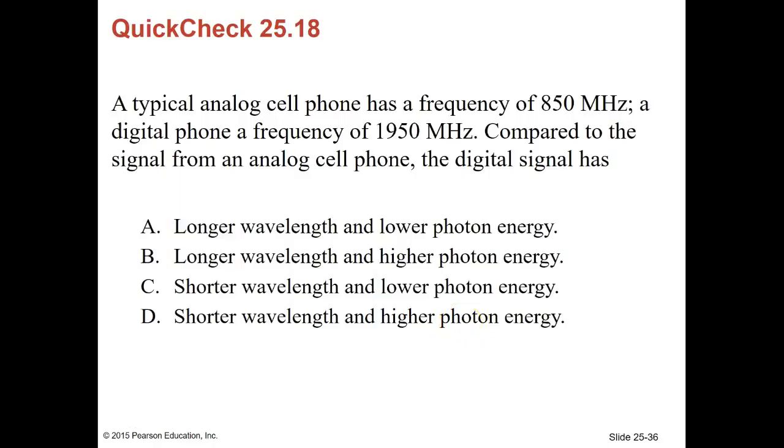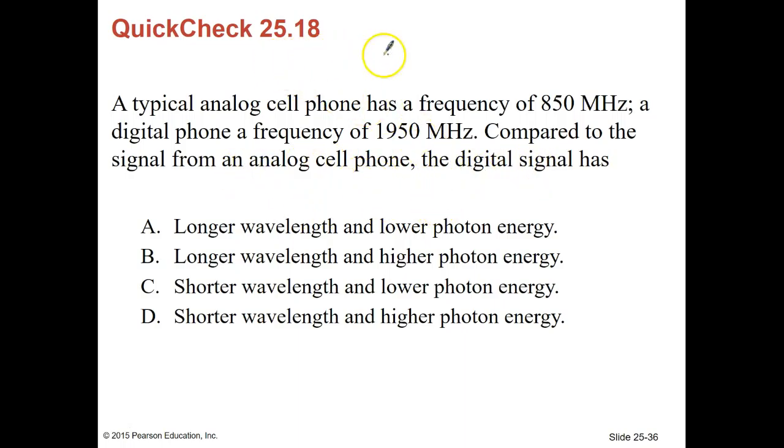Hey, this is Horner. We're going to take a look at the answers to number 25.18 and 25.19, the two quick checks. We have a typical analog cell phone with a frequency of 850 megahertz and a digital cell phone with 1950 megahertz. They want you to compare the two signals.